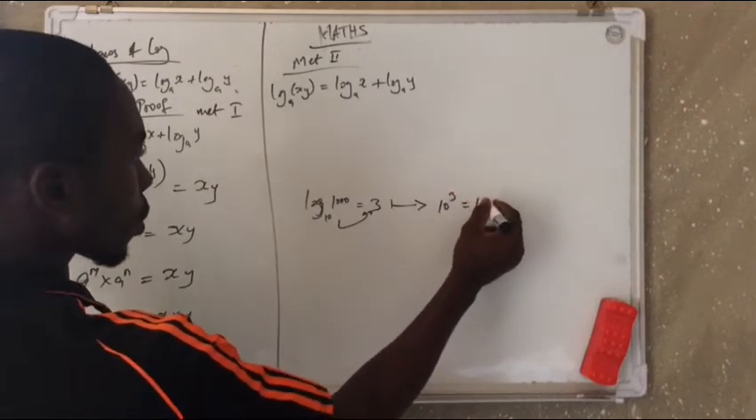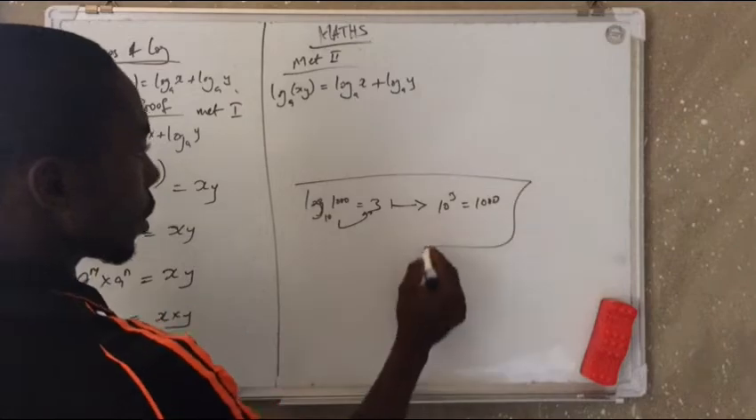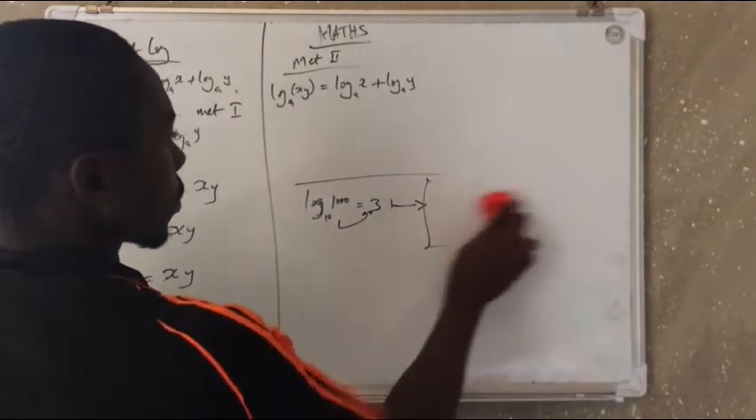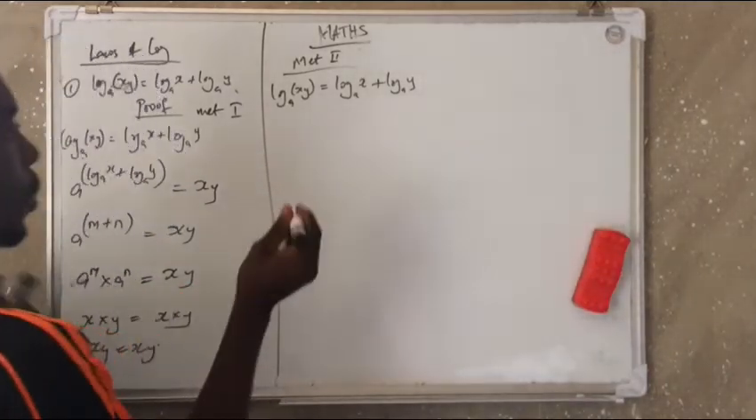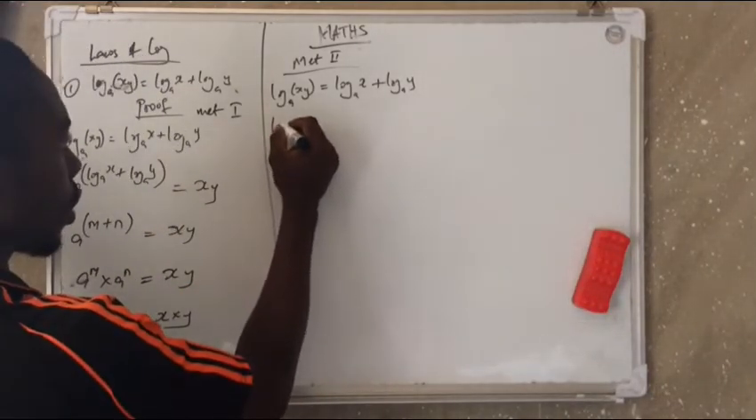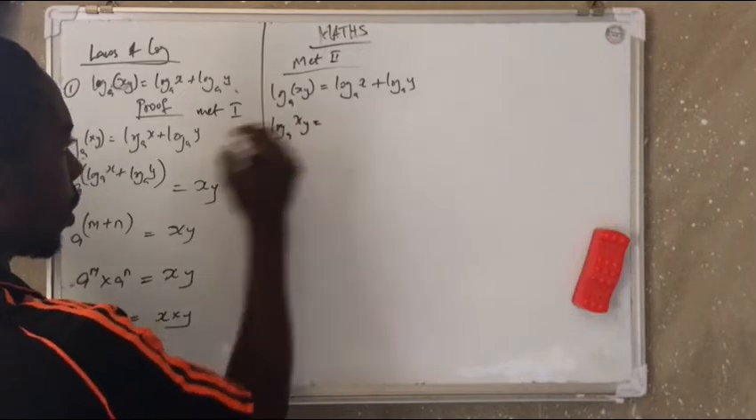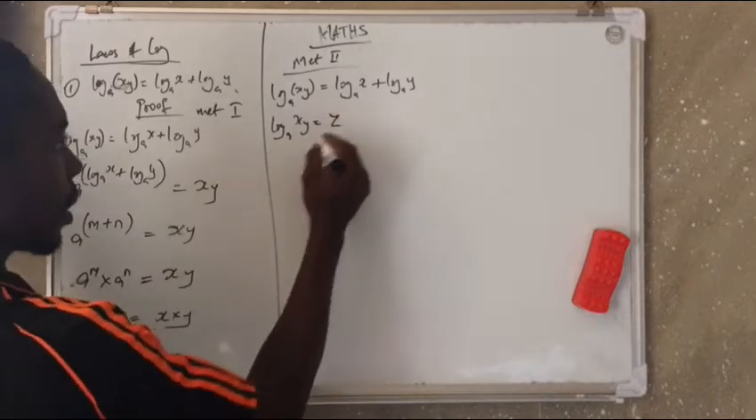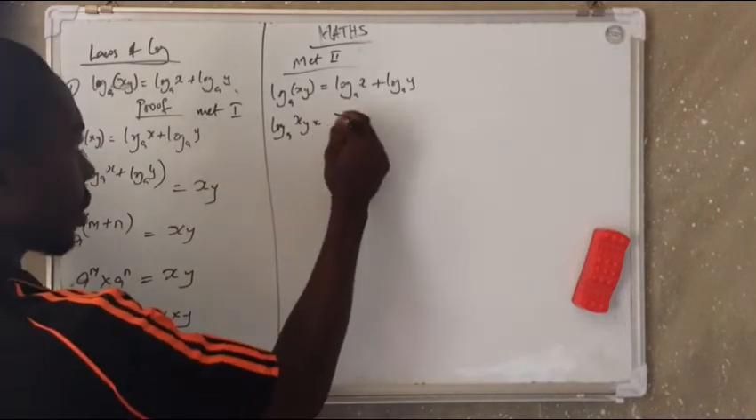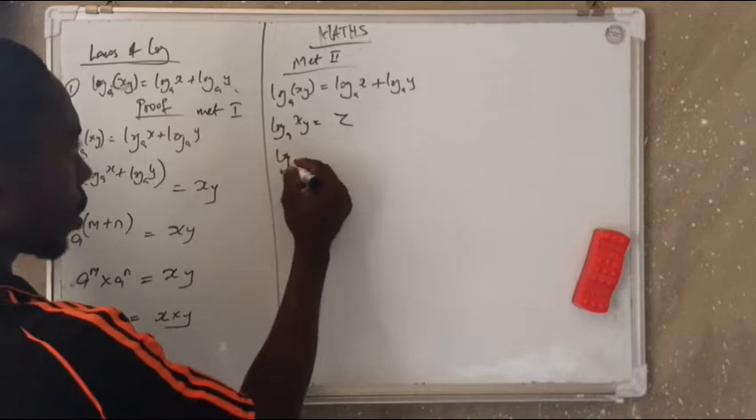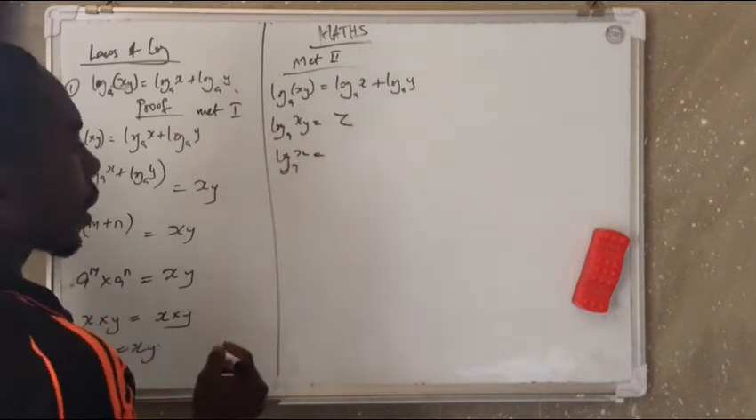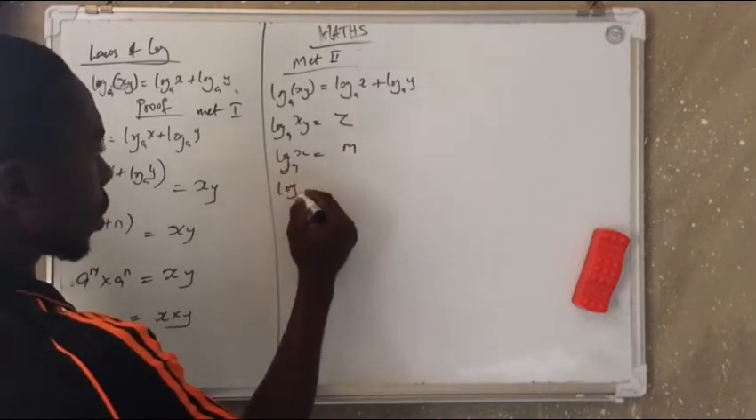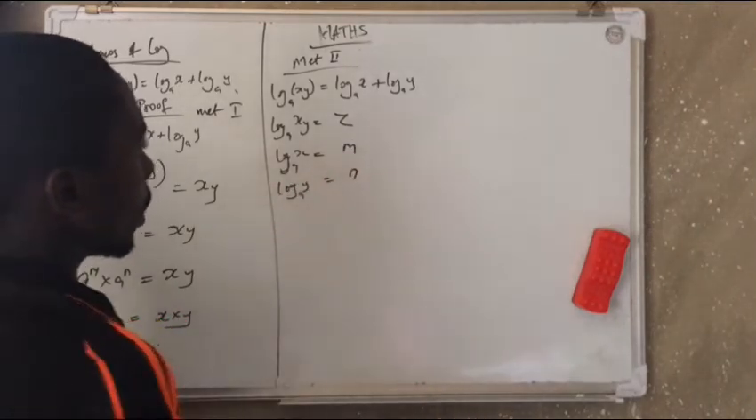I want to put this in the form 10 to the power 3 is equal to 1000. I want to put it in this form. So putting it in that form, I have that log to the base a of xy, let me call it z, then log to the base a of x, I call it m, log to the base a of y, I call it n.